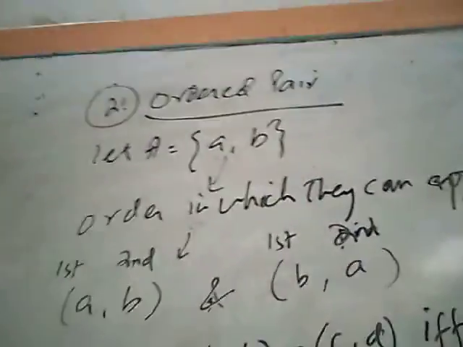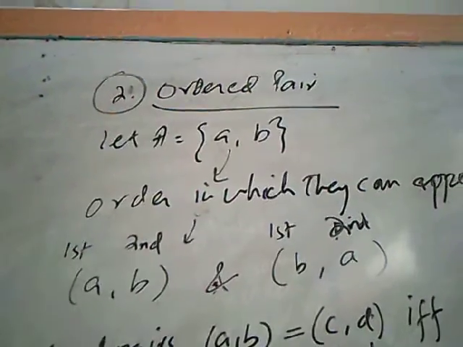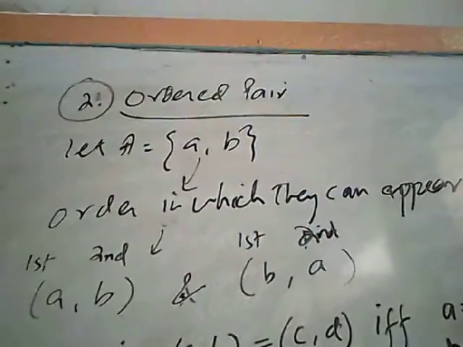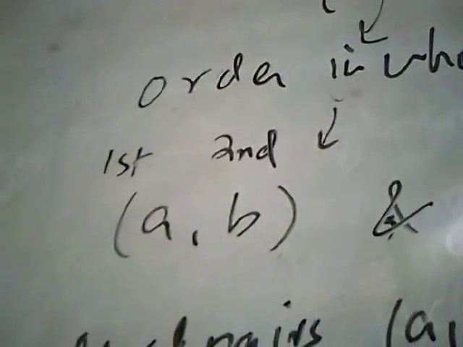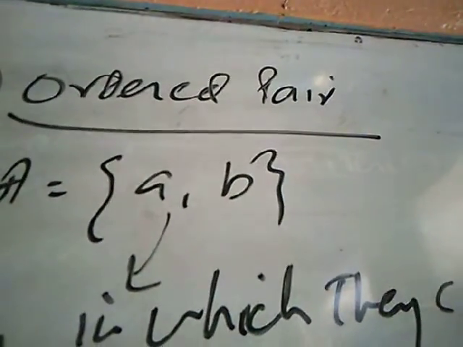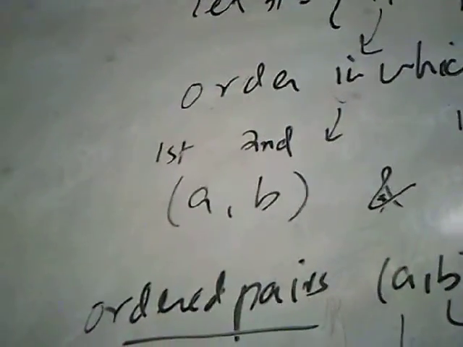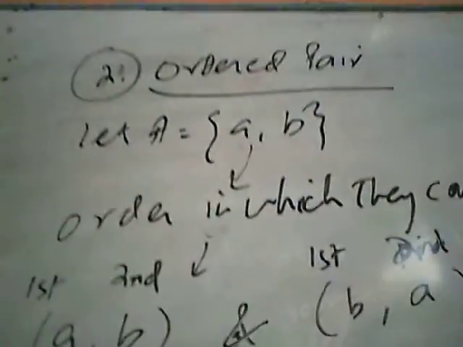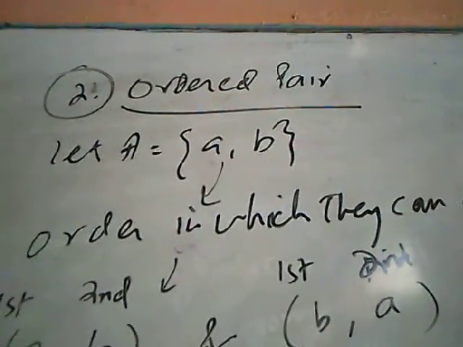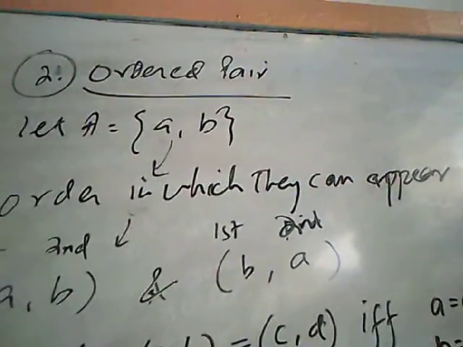It is unlike the set formation in which set AB or set BA both represent the same set, whereas ordered pair AB, which is represented by round bracket, whereas set is represented by curly bracket, ordered pair AB is completely different from BA. So here in ordered pair, the ordering or pairing of the elements matters a lot.